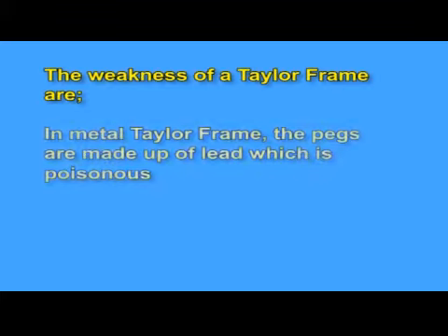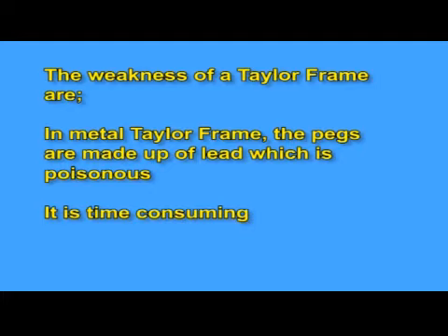Some of the weaknesses of a Taylor frame: in the metal Taylor frame, the pegs are made of lead, which is poisonous. It is time consuming.